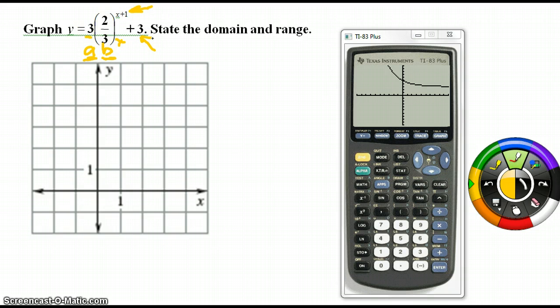So if you go to your calculator and punch that in, again you'll see kind of a decay. It levels off at 3. This is your asymptote, and it kind of comes in, and as x gets larger, y gets smaller.